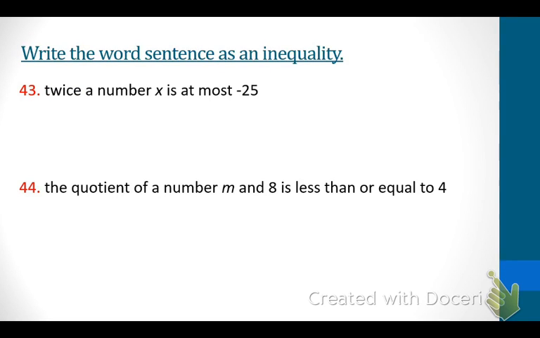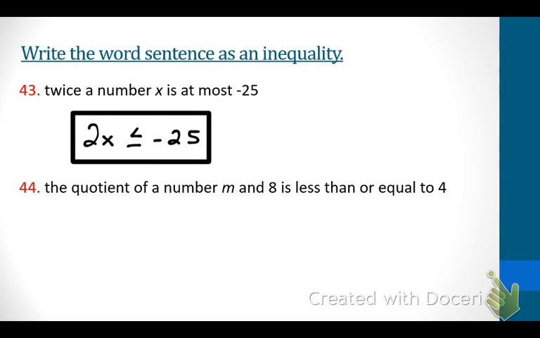Number 43, Nikki, twice the number x is at most negative 25. 2x is less than or equal to negative 25. That is correct. Once again, twice a number, 2 times x, is at most. That means this right here is the biggest it can possibly be. So everything over here has got to be smaller than negative 25. Very good job, Nikki.